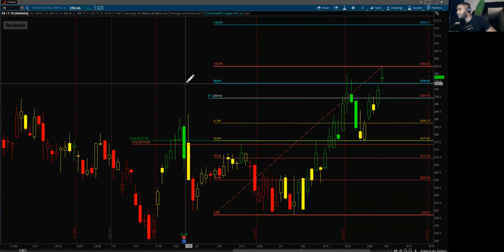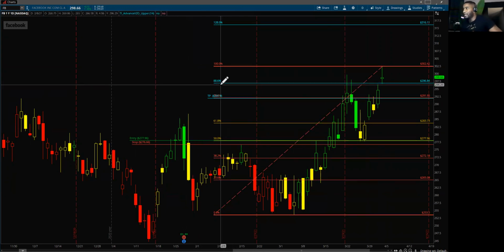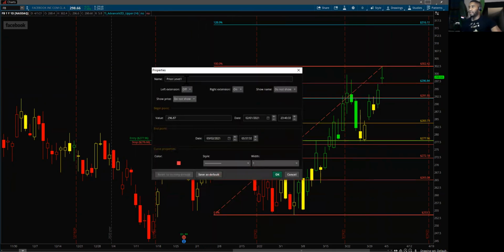My second take profit level is going to be here at the 88.6% Fibonacci retracement level. Now I edited it and added this here. This isn't going to be in your standard Fibonacci retracements. I'll talk to you about that too. Just give me a minute, and let's make this the second take profit, TP2.